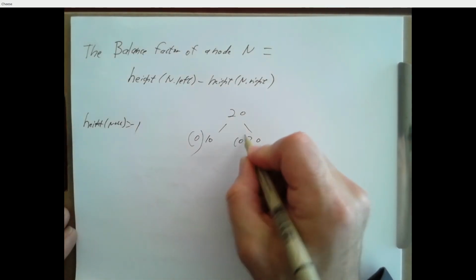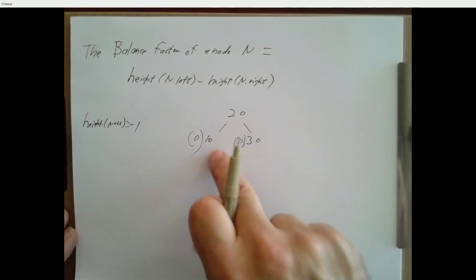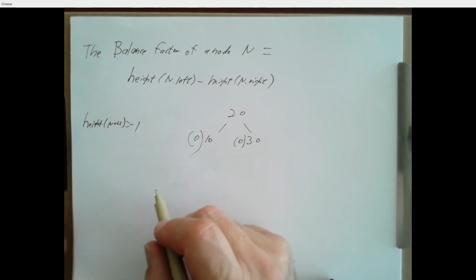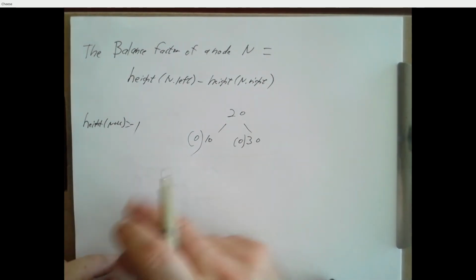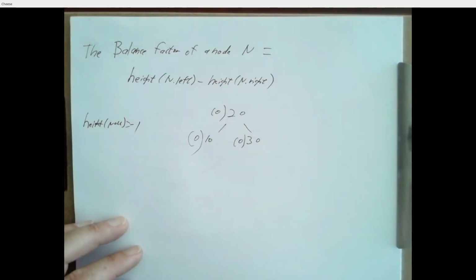And the same thing will happen on that 30 because its children are null. How about the 20? What's the left subtree? 0. Yeah, it's just a node with a single root and no children. And the height of a tree with just a root is 0. Height of the right subtree is 0. 0 minus 0 is 0. So that has a balance factor of 0 also.